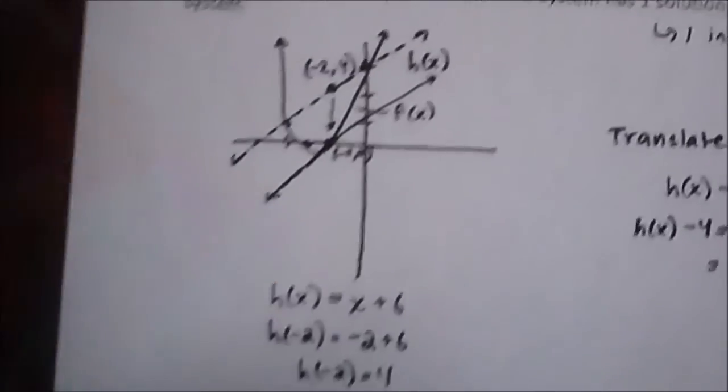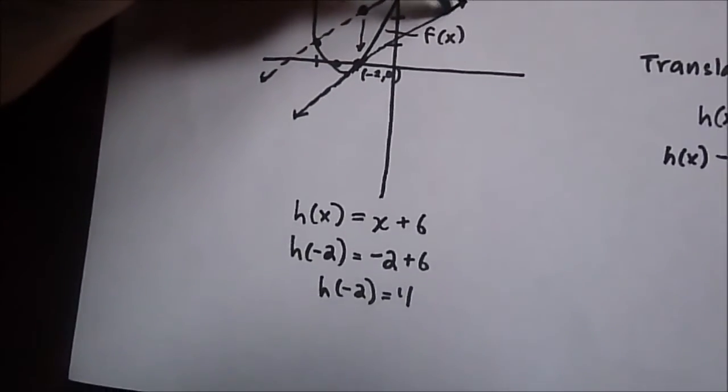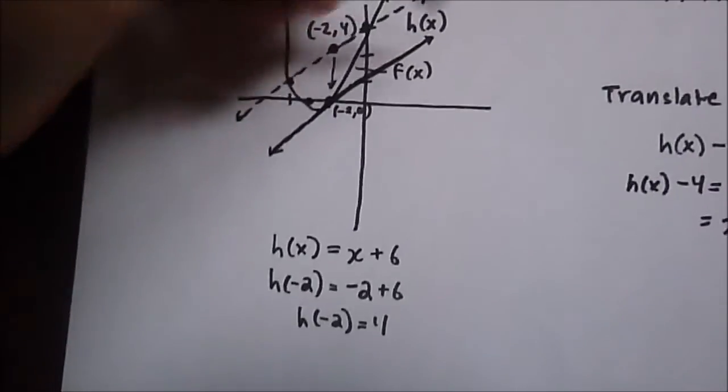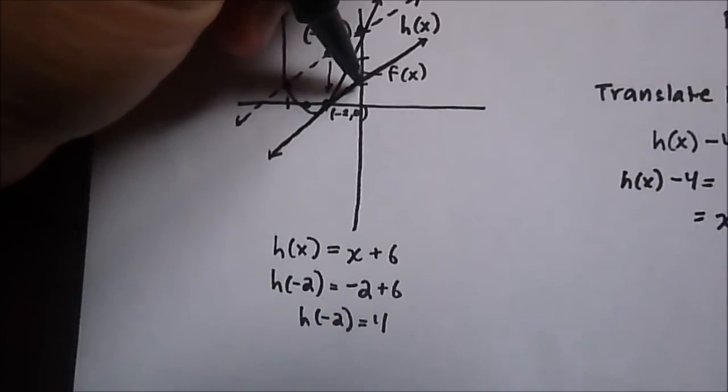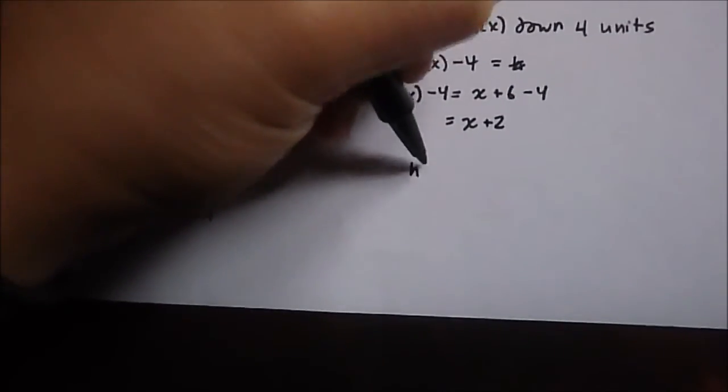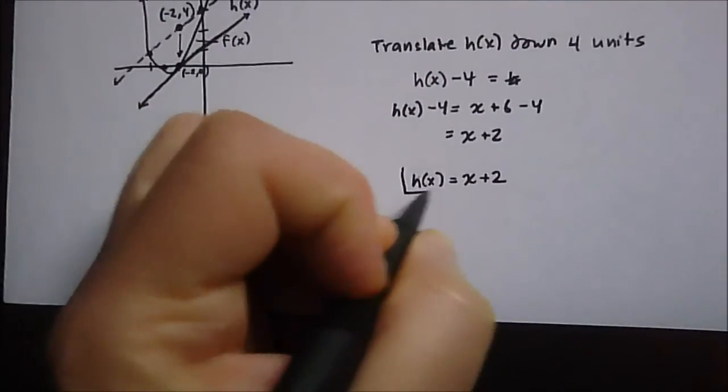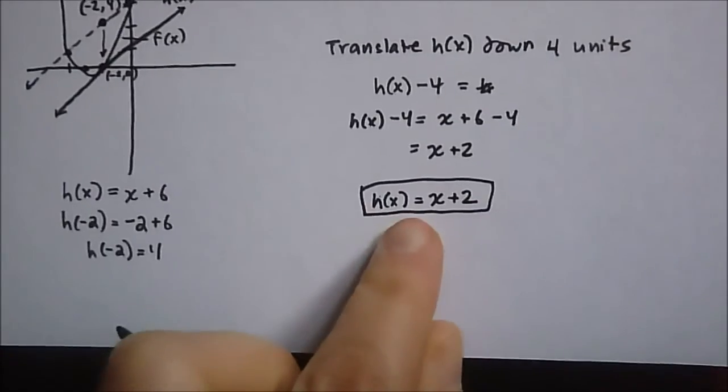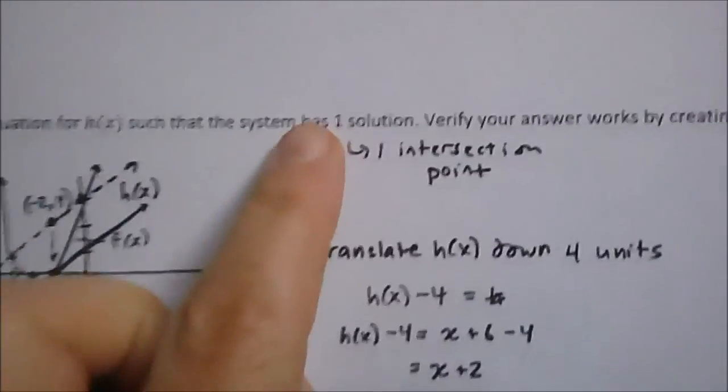This makes sense based on the sketch that I just drew. My line in my sketch looks like it goes through about the point (0, 2) as the y-intercept. So the new equation for h of x is x plus 2. That is the transformation that will give our system one solution.